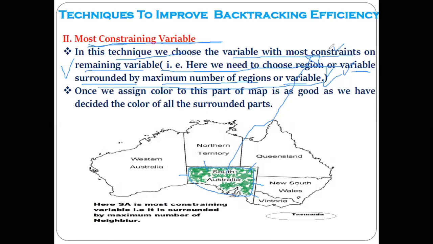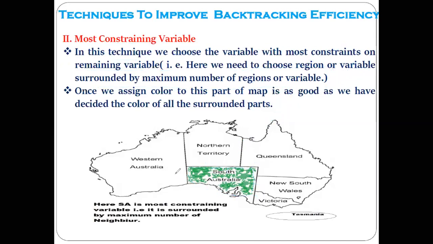Most constraining variable, meaning understood. Most constraining variable means the variable which is affecting the maximum number of variables, or the variable which has the maximum number of neighbors. In short, got the point now? Yes, sir. Choose that variable first and assign color to that variable first. That is this technique, most constraining variable.